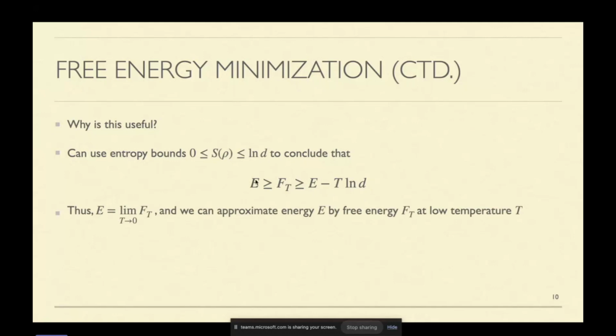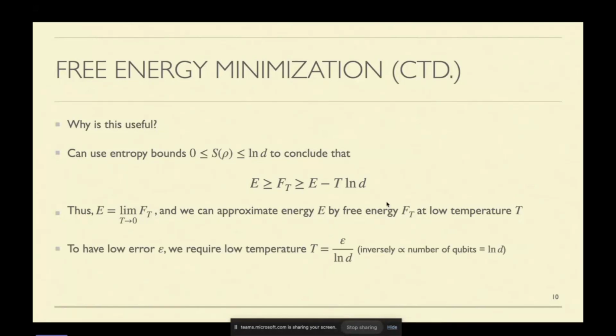So what these inequalities indeed tell us is that as temperature goes to zero, free energy goes to energy. That's intuitive. And it also tells us that we can approximate the energy by the free energy at low temperature T. So if we want to have error epsilon in this approximation, we would set this number here to epsilon. And if we solve for T, it tells us we would need the temperature of the thermodynamic system to be this small to get a good approximation.